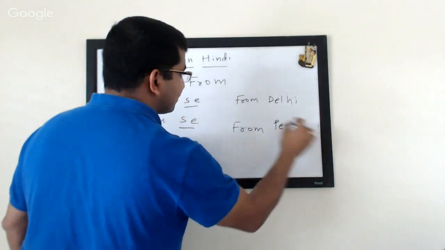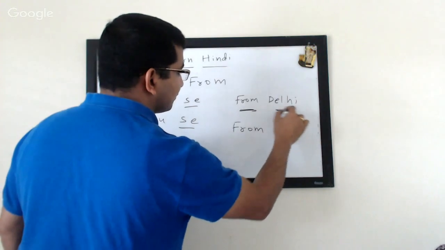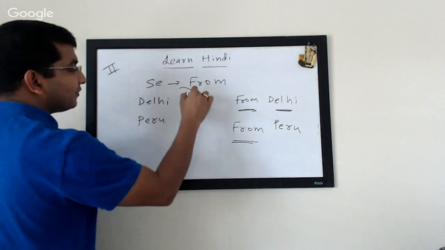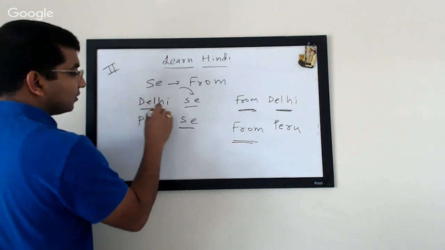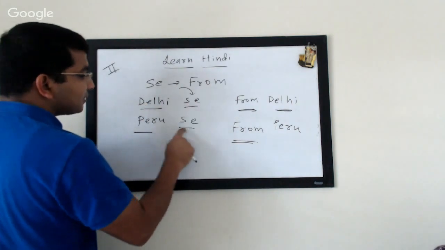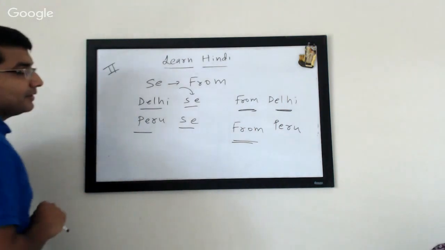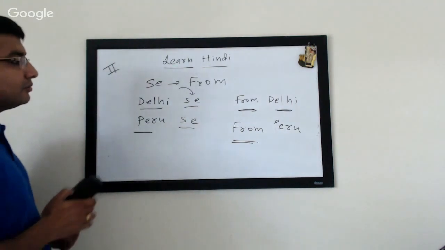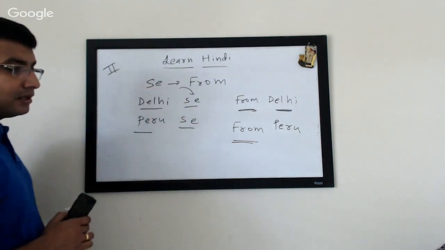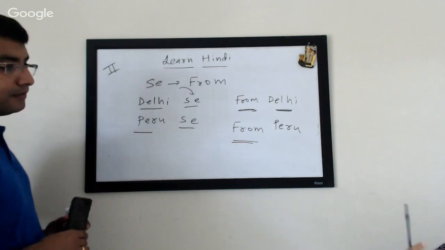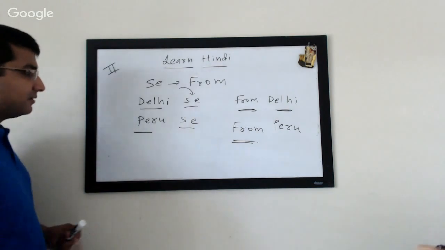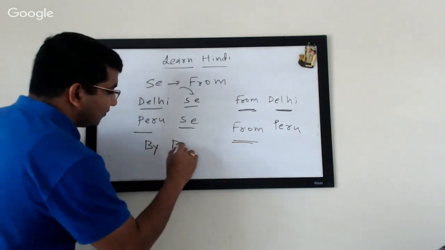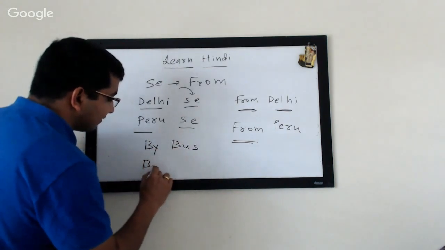But in English, it's before your object, right? From Delhi. That's why it's a preposition. But in Hindi, it's after your object: Delhi se, Peru se. That's why it's a postposition, right? But I can send you a link, Jan, if you want to go deeper into the usage of se. But it also means by, so by train, by bus.